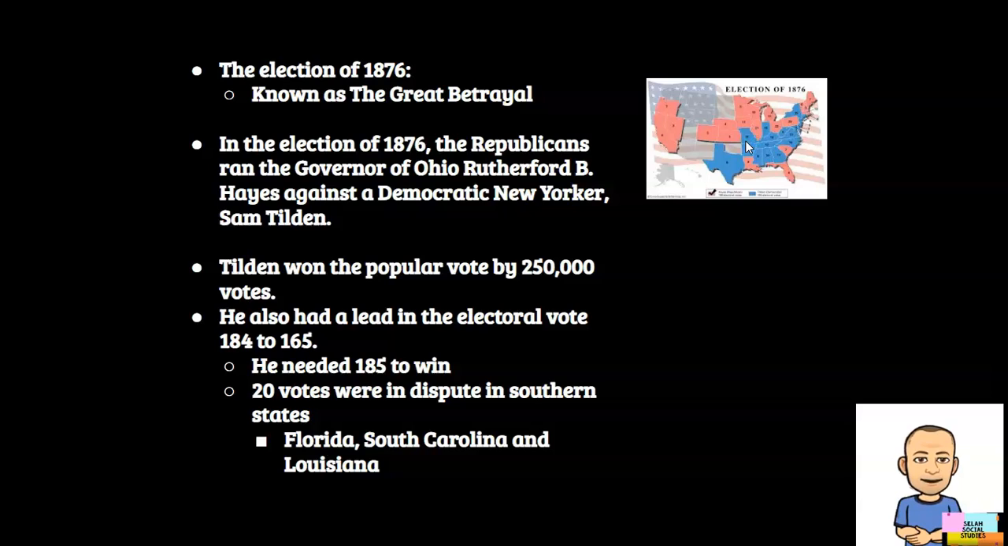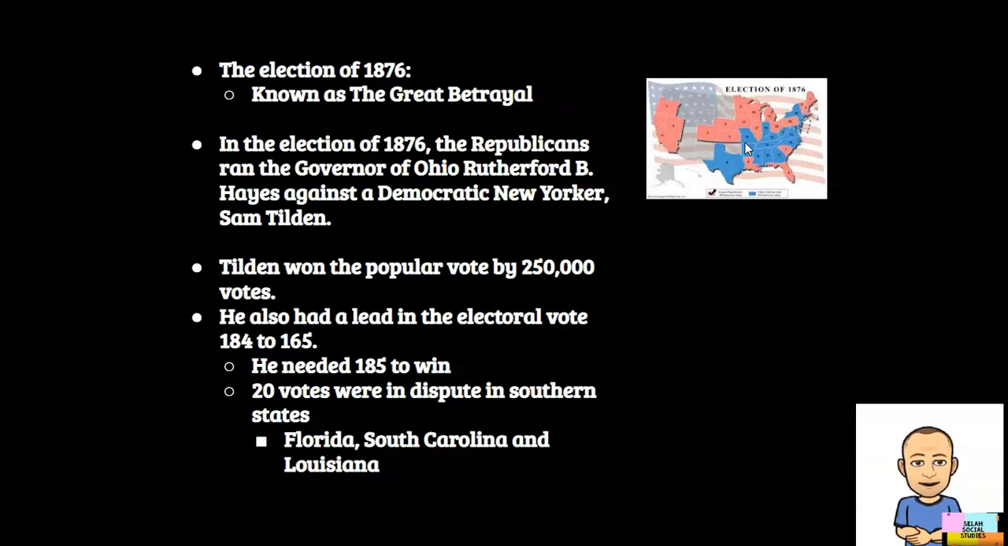The election of 1876 put the governor of Ohio, Rutherford B. Hayes, against the Democrat, Samuel Tilden. And in the election of 1876, the winner needed to accumulate 185 electoral votes. Towards the end of the election, the Democrat Tilden was leading the popular vote by 250,000 votes and had a huge lead in the electoral vote with 184. That means he only needed one more vote to win.